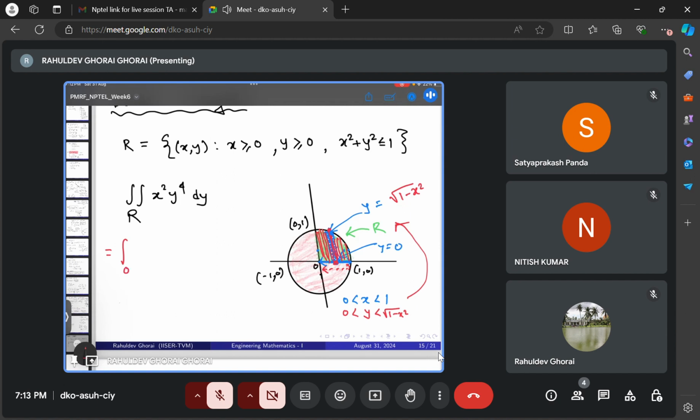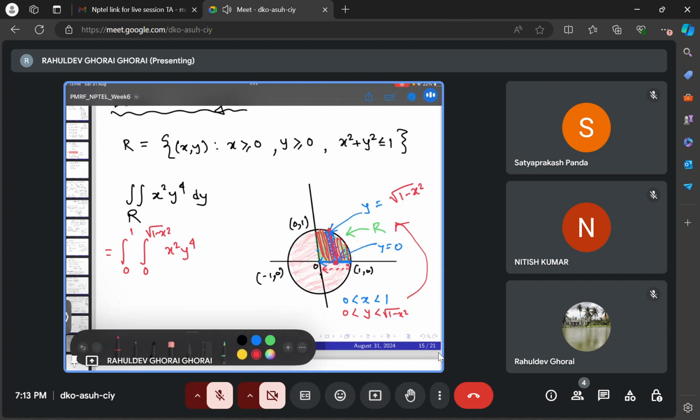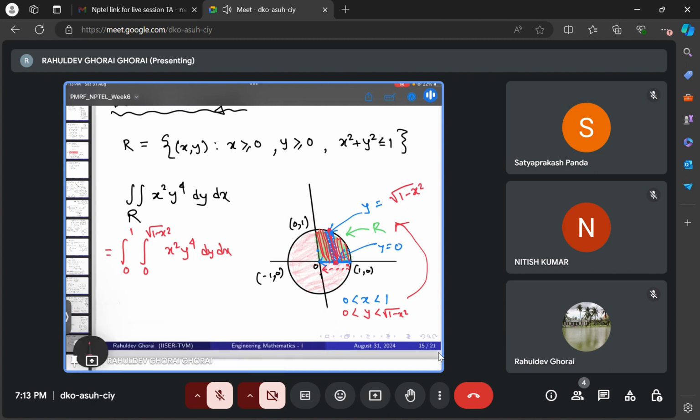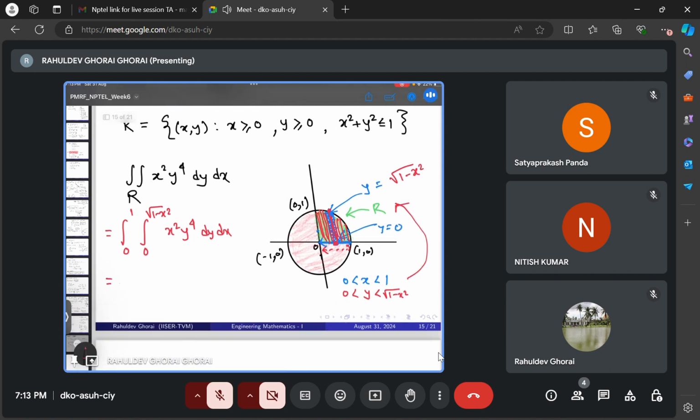So what we do: we put x equal to 0 to 1, and y will be 0 to square root of 1 minus x square. That's what we found out. Then x squared times y to the power 4, and it was dy dx. So once you got this, the outer limit will be 0 to 1. The x square is not in the y part, so x square you can take out, times the integral from 0 to square root of 1 minus x square.